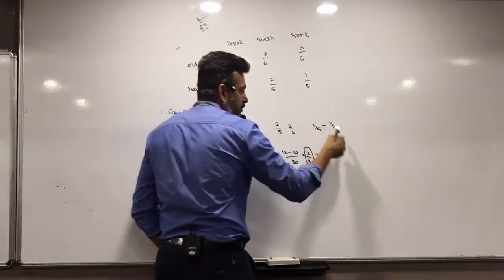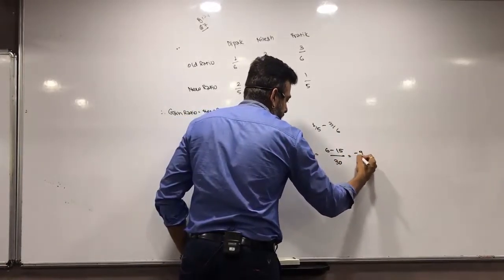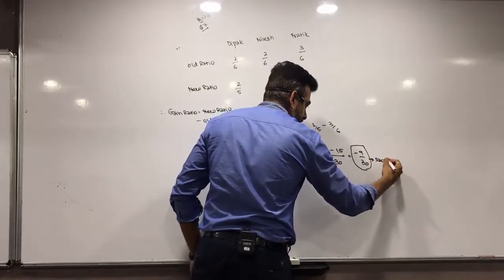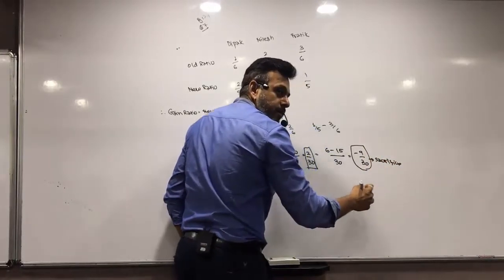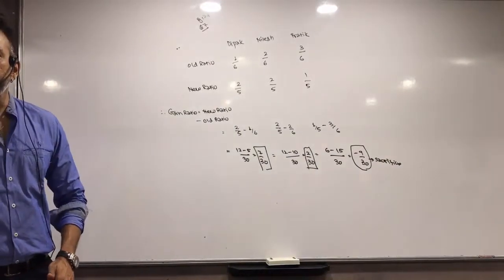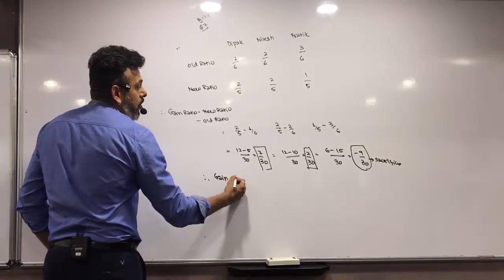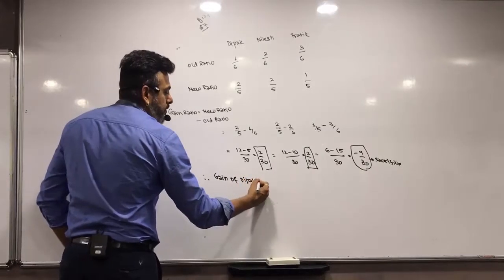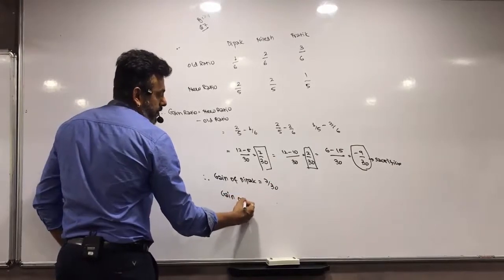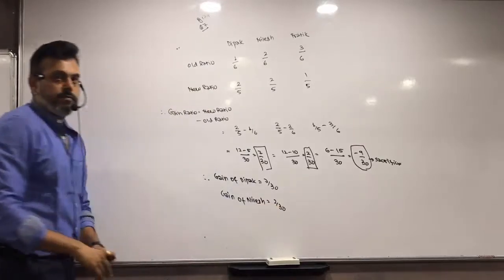9. Absolutely. Let's cross verify. 6 minus 15 upon 30, which is equal to minus 9 by 30. This is what? This is sacrifice. Understood this? Negative gain is sacrifice. Negative sacrifice is gain. Okay, therefore, gain of Deepak is equal to 7 by 30 and gain of Nilesh is equal to 2 by 30.